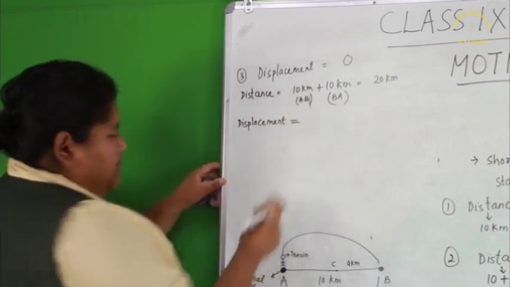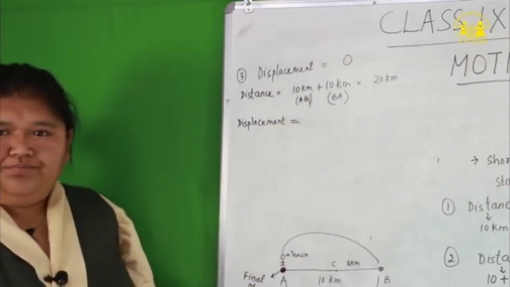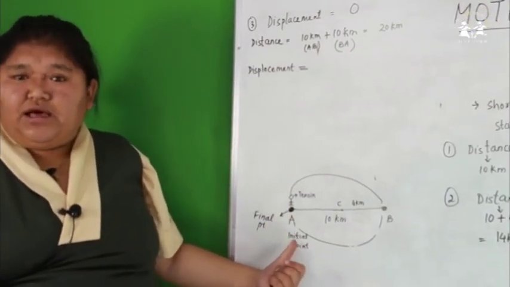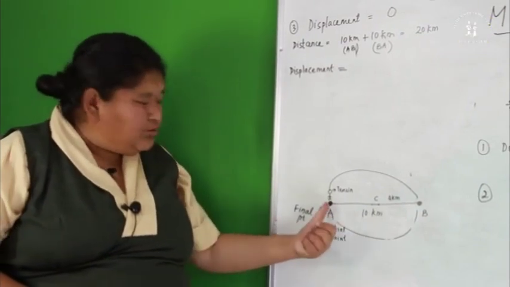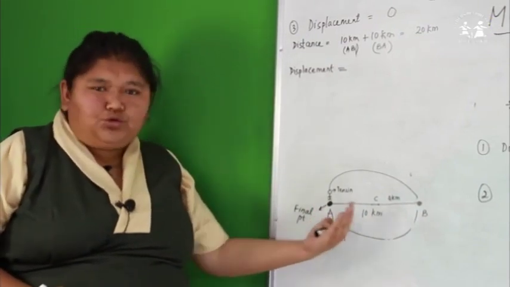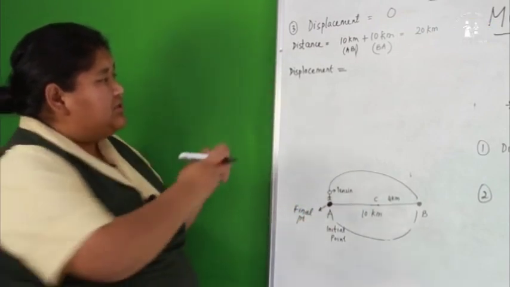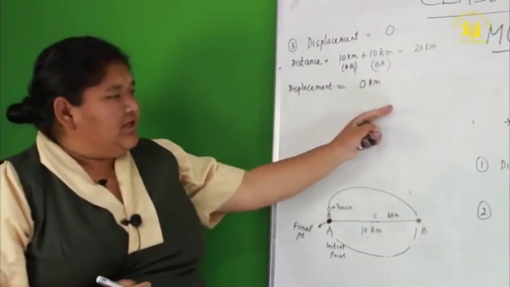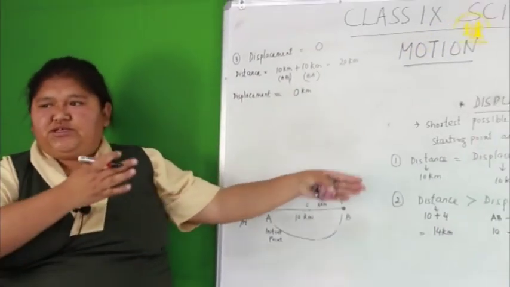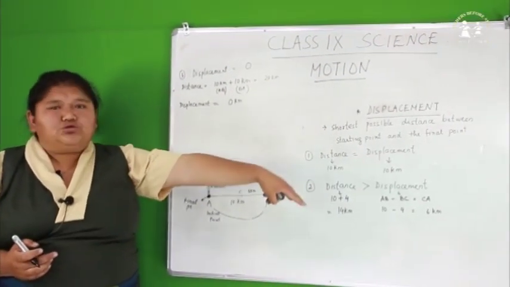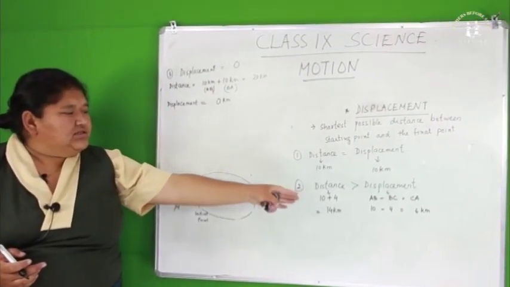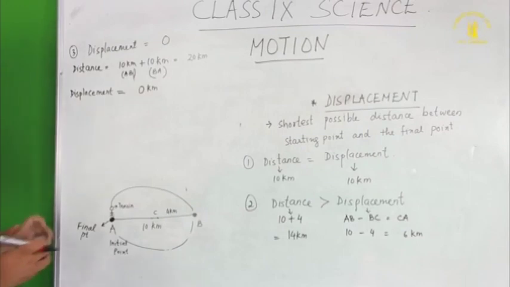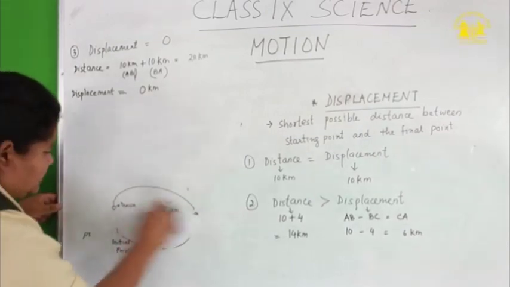Displacement: the starting point is point A, the final point is point A, that means the shortest possible distance is 0, because the initial and final points are the same. So displacement in this case will be 0 kilometers. So the possibilities: in the first case, distance is equal to displacement; in the second, distance is more than displacement; and in the third, displacement is equal to 0.